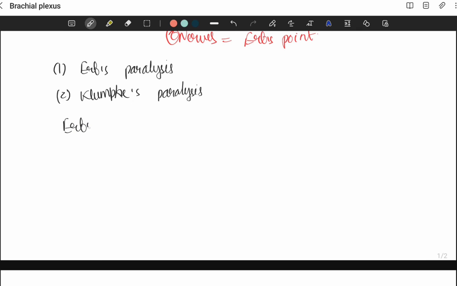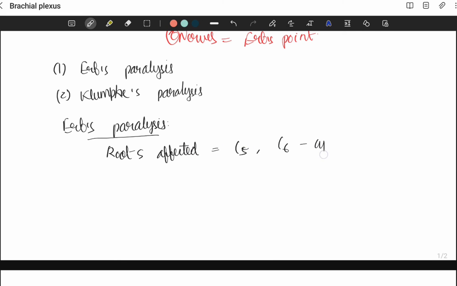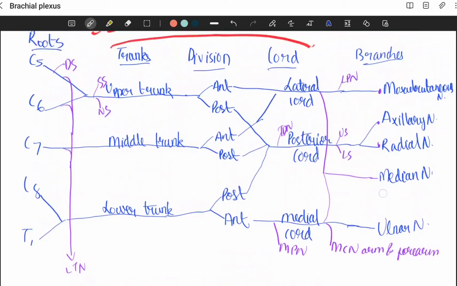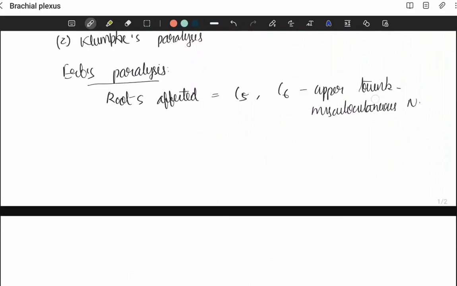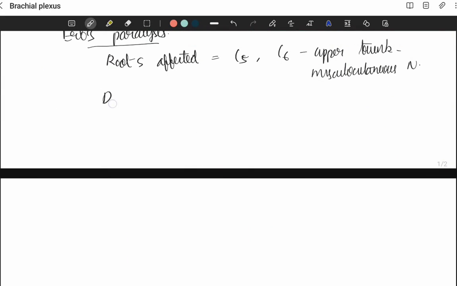In Erb's paralysis, the nerve roots affected are C5 and C6, which means the upper trunk is affected. If the upper trunk is affected, mainly the musculocutaneous nerve will be affected. Why? See, upper trunk, lateral cord and musculocutaneous. And the lateral cord also has branches to median nerve, and the posterior division is connected to axillary and radial nerve.